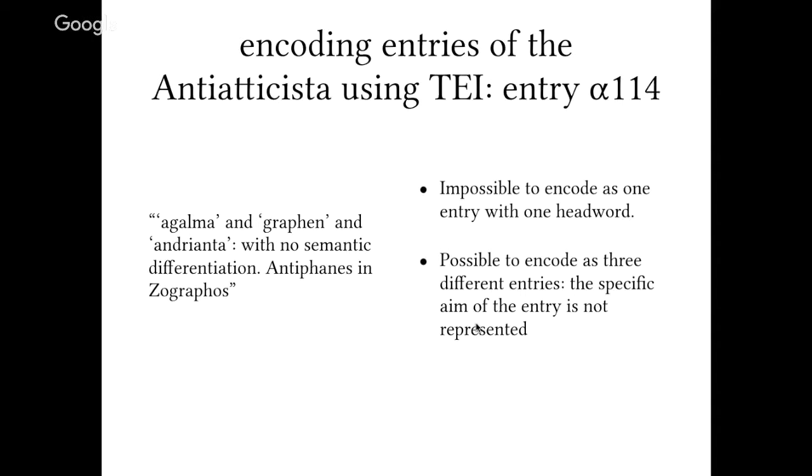It is impossible to encode this as one entry with one head word. This is obvious. It is possible, perhaps, to encode it as three different entries: one entry for agalma, one entry for graphe, and one entry for andrianta, and then indicate that the other two words are synonyms to the head word. But it is obvious, I think, that the specific aim of the entry and this very peculiar structure is not at all represented.